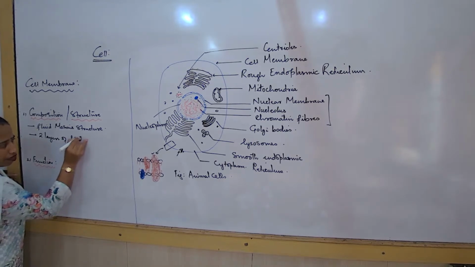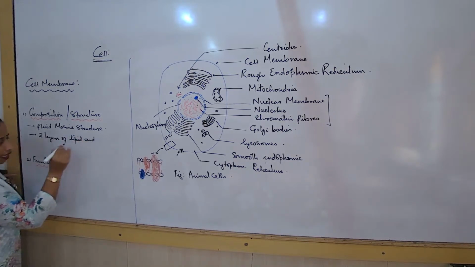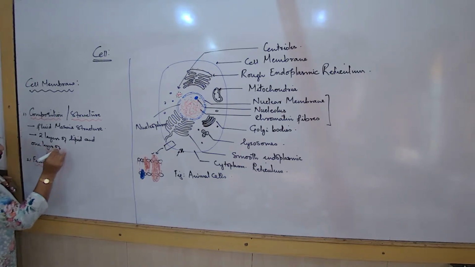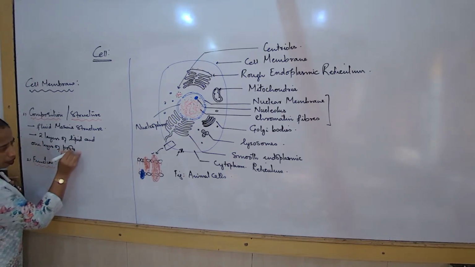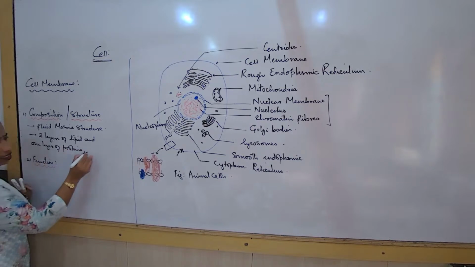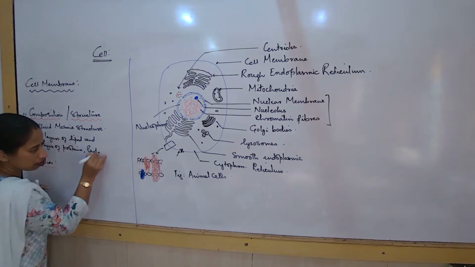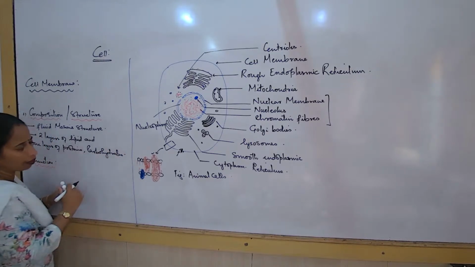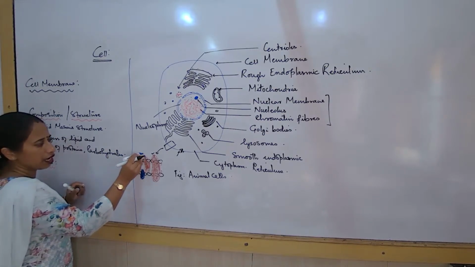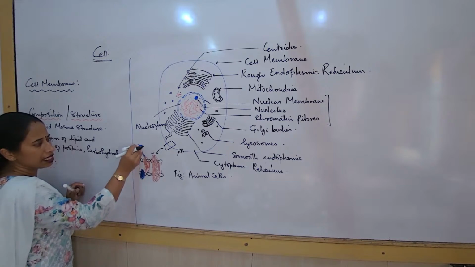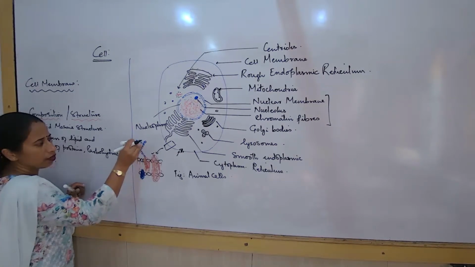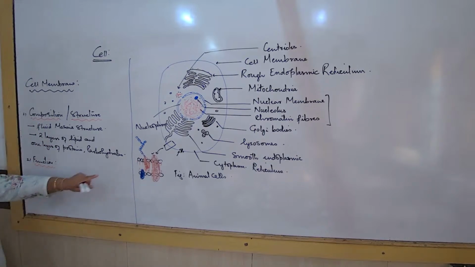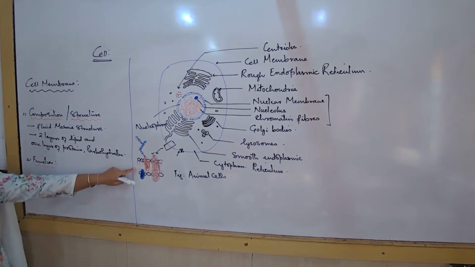Lipids are nothing but fats, and one layer of proteins and carbohydrates also. Carbohydrates are also there actually. And how are the carbohydrates associated? The carbohydrates will be associated like chains here. Okay, so this is the entire structure of the plasma membrane.